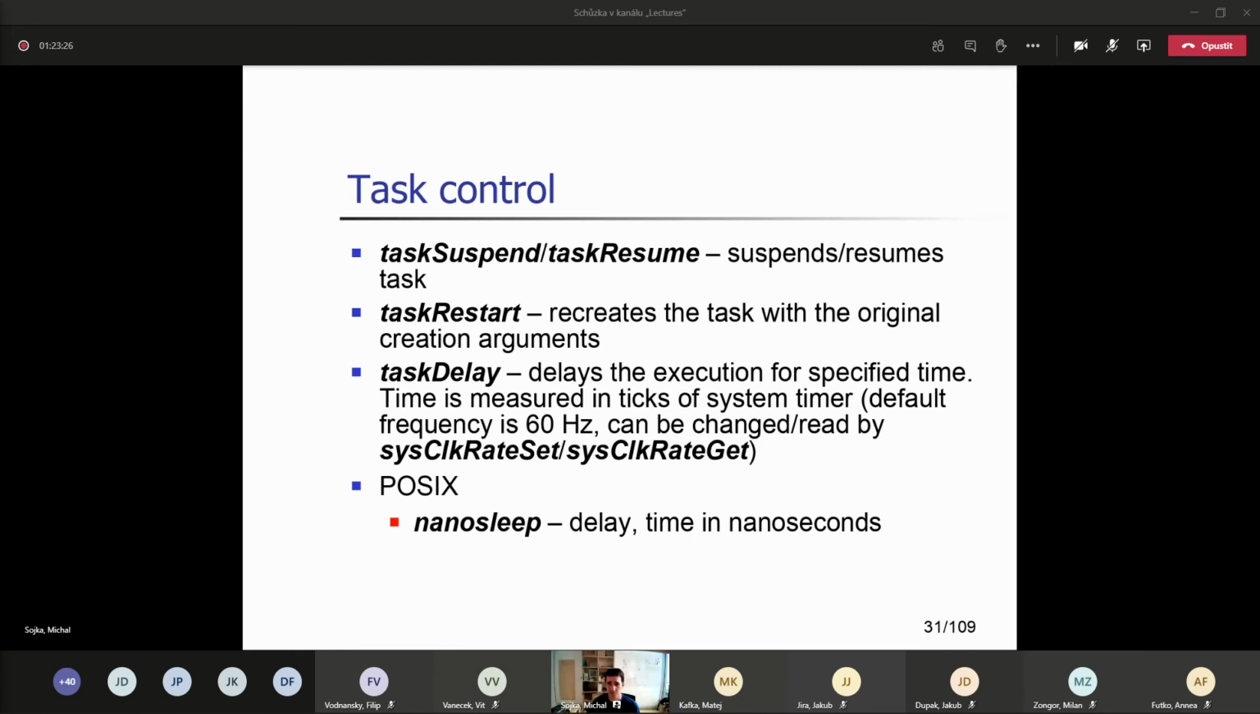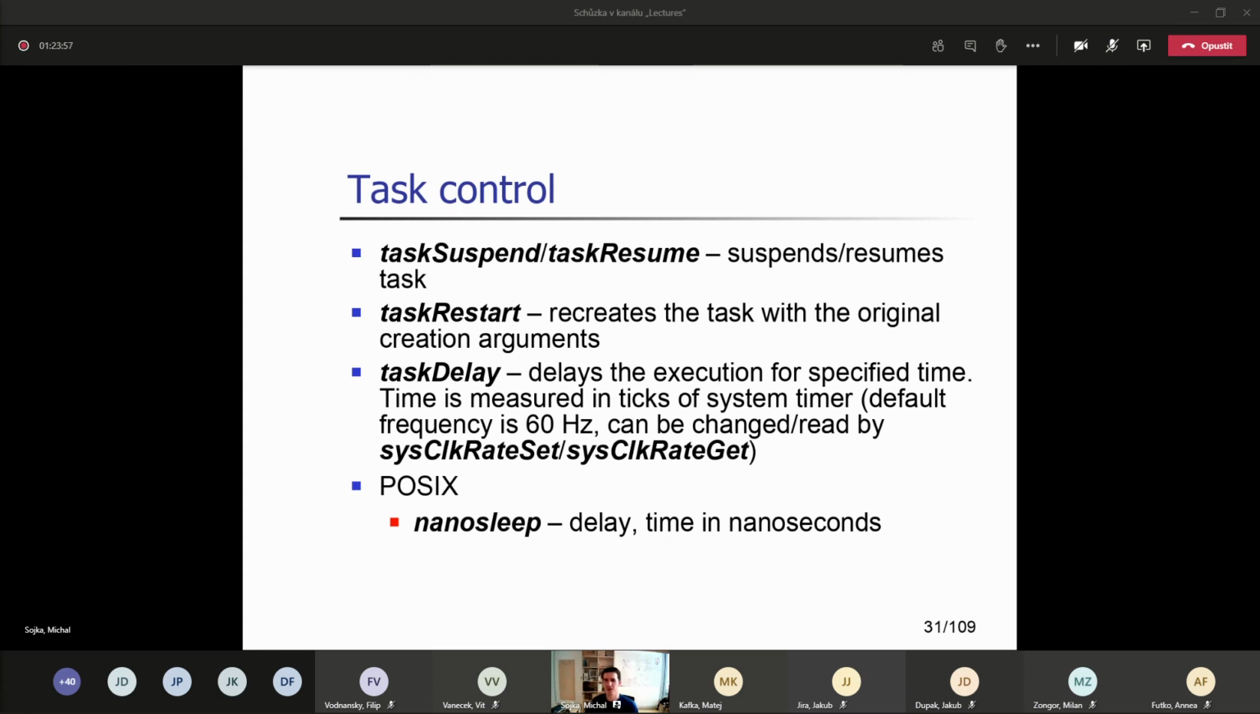The strange thing about task delay is that you do not specify the time of the delay in real-time units, but you specify it in so-called system ticks. System tick is basically how many timer interrupts the system needs to pass so that the task delay finishes. And this value depends on the rate of the system tick.